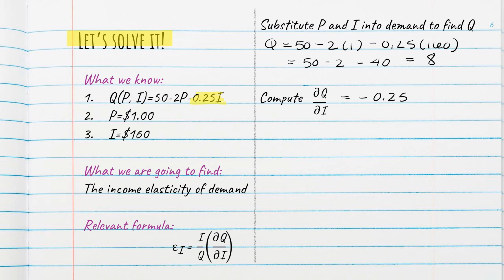Now we have all of the parts of the formula, so we can just apply the formula, filling in what we know. We get the income elasticity of demand is equal to income of 160 over the quantity of 8 times that partial derivative of negative 0.25.